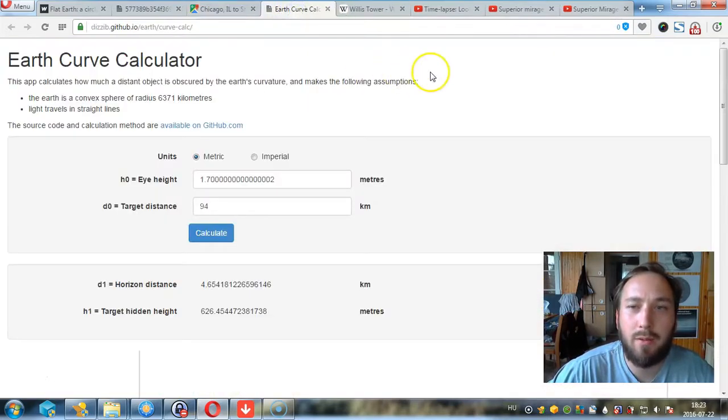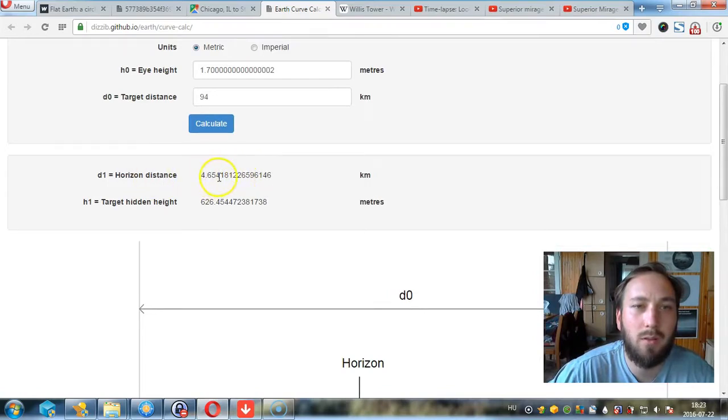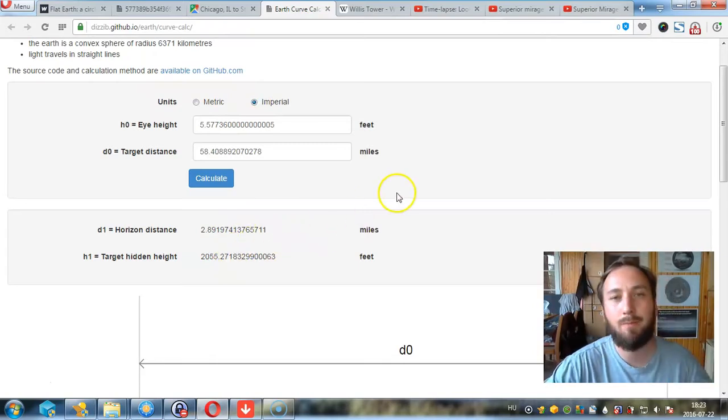And so by calculating the Earth curvature, this should not be seen. Okay, 58 miles, probably the guy is about 1.7 meters high or 5.57 feet. And here's the result. The target should be 626 meters below what you can see, below the horizon, or 2,055 feet.